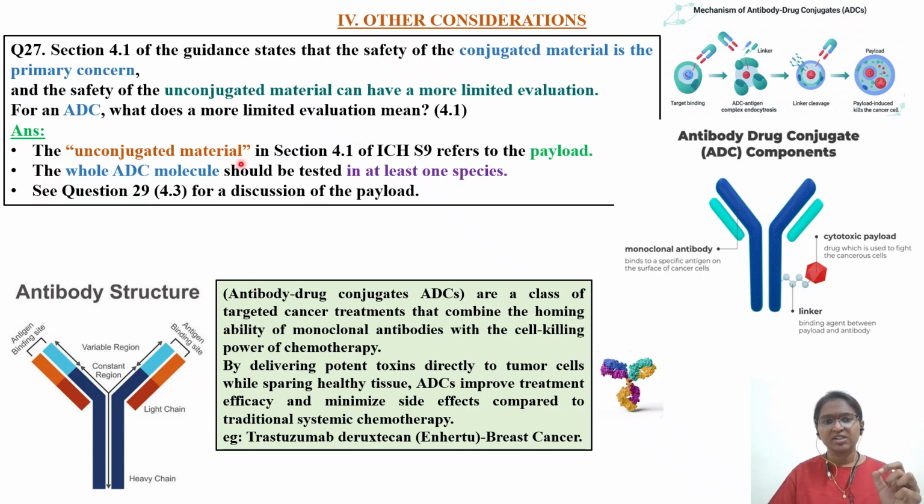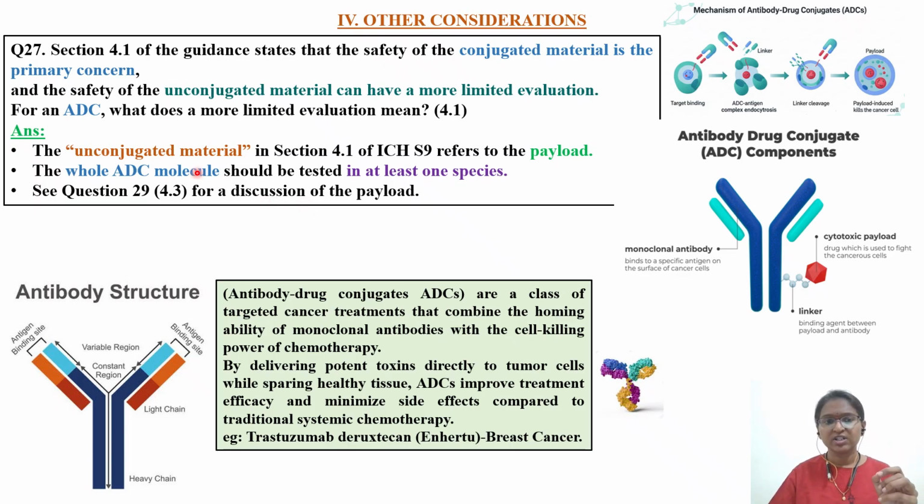The unconjugated material in section 4.1 of ICH S9 guidelines refers to the payload. So you have to understand what unconjugated material is. It is here the payload, the drug which is used to fight the cancerous cells, the cytotoxic payload. The whole antibody drug conjugate should be tested in at least one species, whether it is dog or monkey, a relevant species. See question number 29 for the discussion of the payload. We'll see that later, now we are discussing question number 27.